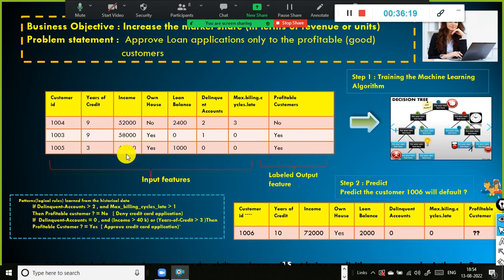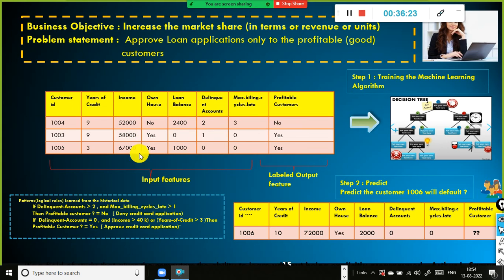Likewise, different pattern. This is one pattern. These different patterns, right? So by looking at these three records, we are able to get three different patterns. When it comes to machine learning, just remember the term pattern. So machine learning algorithms learn the patterns from the data.